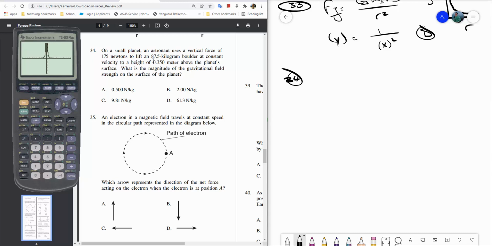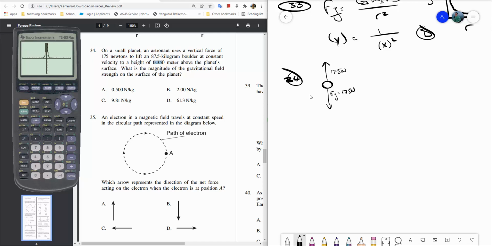So, the height of the boulder doesn't matter. Constant velocity, I suppose, matters. Since it's going at a constant velocity, that means the vertical force is equal to the gravitational force. So the vertical force up, 175 newtons, is equal to the force of gravity down, 175 newtons.